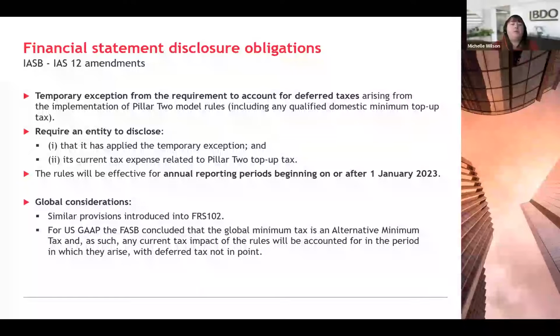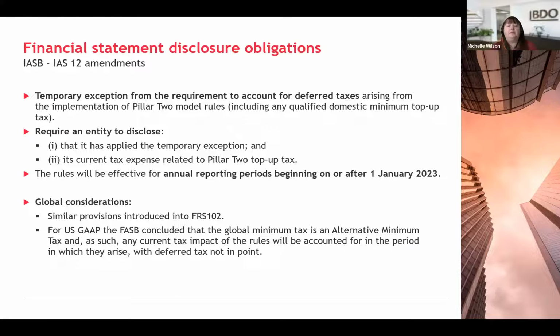FRS 102 has effectively got matching changes which achieves the same result for FRS 102 reporters, and US GAAP has gone a little bit further, with the FASB fairly early on confirming that they see this as an alternative minimum tax, and as such deferred tax will not be in point at all. That's a permanent position for US GAAP at the moment.